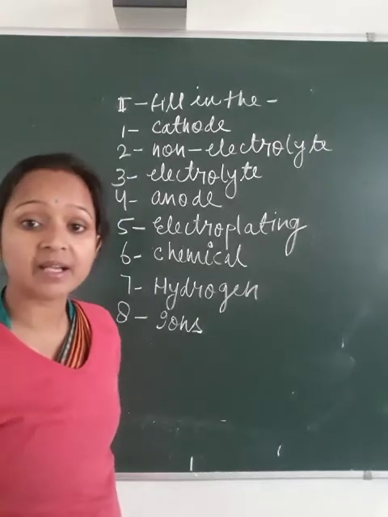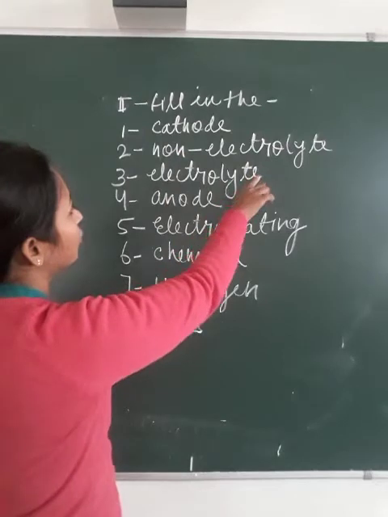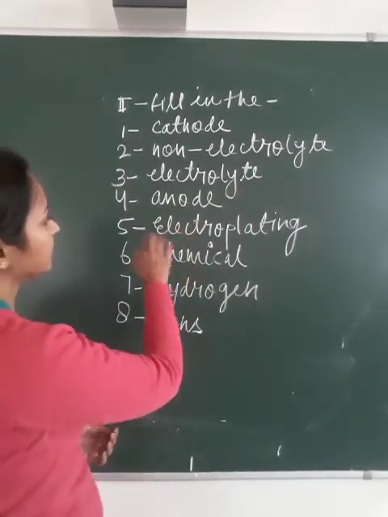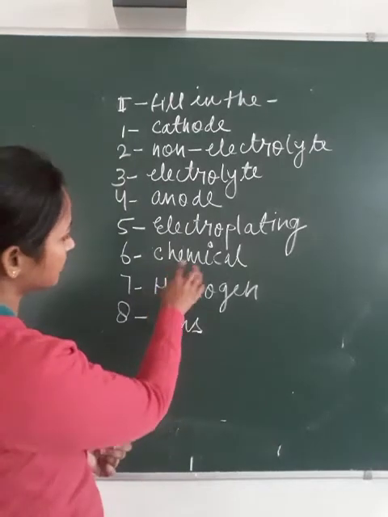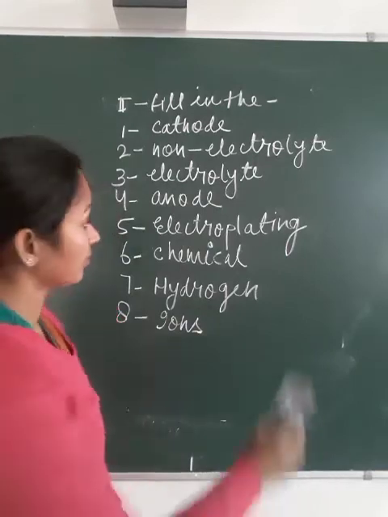This is the fill in the blanks. First one you can see cathode, second one non-electrolyte, third one electrolyte, fourth one anode, fifth one electroplating, sixth chemical, seventh hydrogen, and eighth ions. Statements.